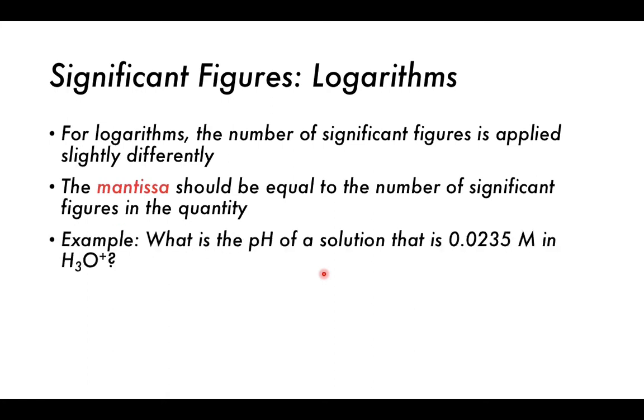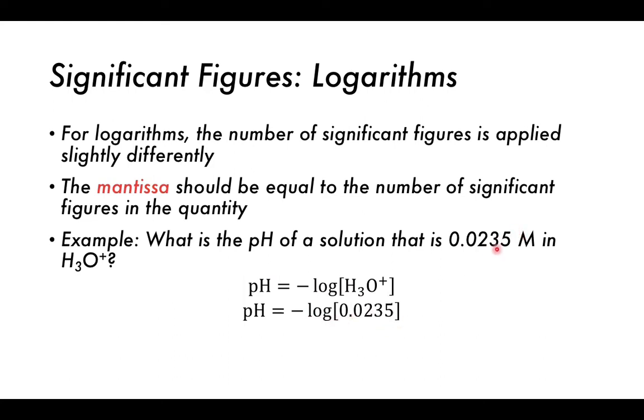So for example, what is the pH of a solution that is 0.0235 molar in H3O+? So this is our relationship of pH to H3O+ concentration. The pH is equal to the negative log to the base 10 of the concentration of H3O+. Remember that these square brackets indicate concentration. So we will fill in our concentration value from the question. So pH is equal to minus log of this value.